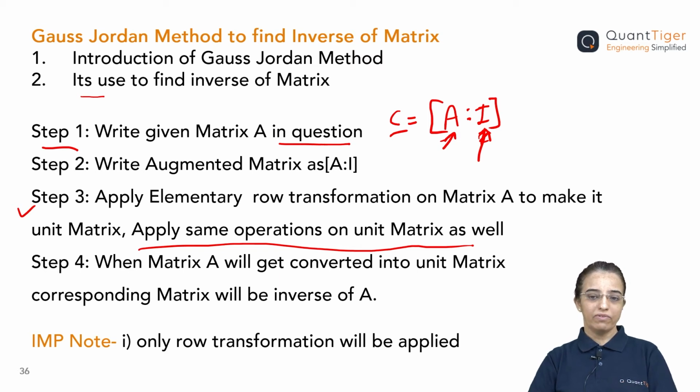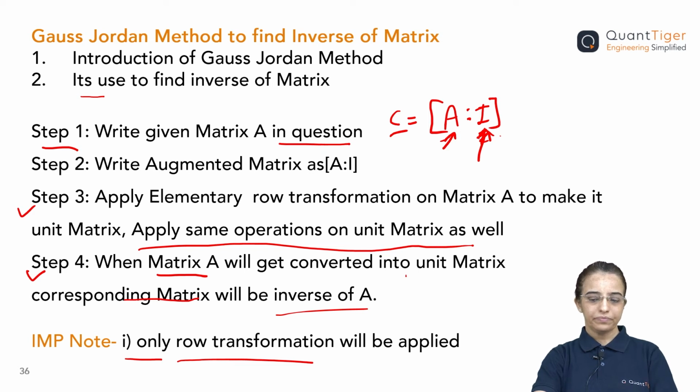And at that step, whatever the unit matrix I has changed into by applying the transformations, that changed matrix is nothing but your inverse matrix. So this is what I have listed in step 4. Matrix A will get converted into the unit matrix and the corresponding matrix will be the inverse of A. As I said before, the point to remember is that only row transformations will be applied. Column transformations are not allowed in the Gauss-Jordan method.